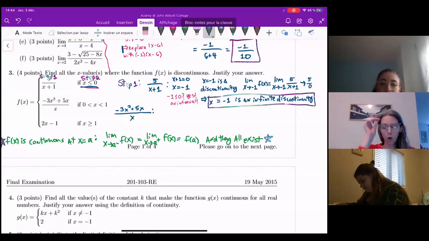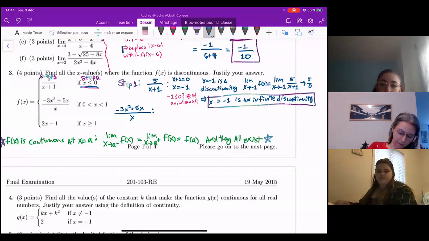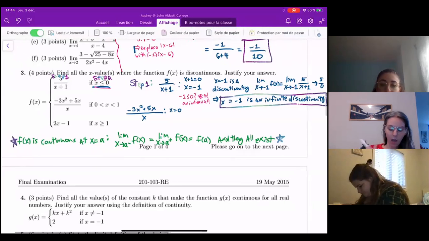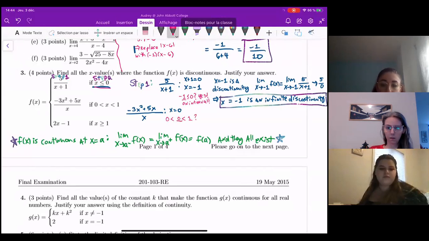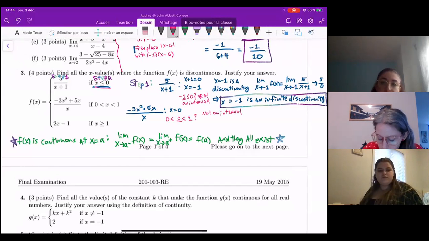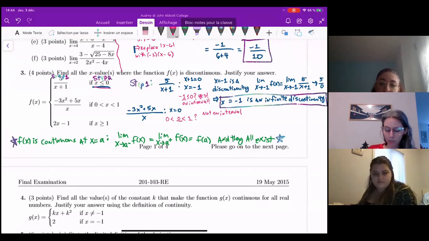So 0 causes division by 0. So I have x is equal to 0 here. Now I'm going to check if that is on the interval. My interval here is 0 less than x less than 1. Is that 0 on the interval? No. So it's not on the interval, which means I can just ignore it and move on to the next thing.